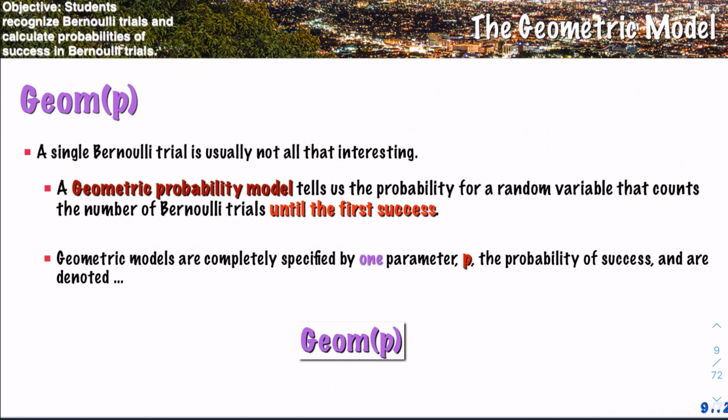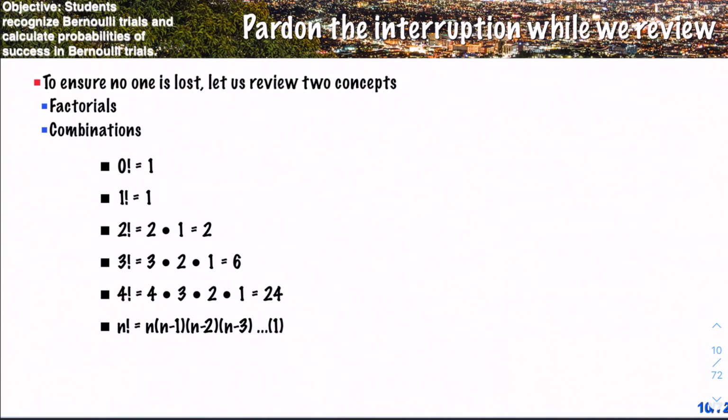The second model that we will talk about is a geometric. And all you need to do is identify the probability of success. So geometric is just the probability of success. The geometric probability model tells us the probability for a random variable that counts the number of Bernoulli trials until we get the first success. Geometric models are completely specified by one parameter, p, the probability of success, and are denoted geometric p. Got it?